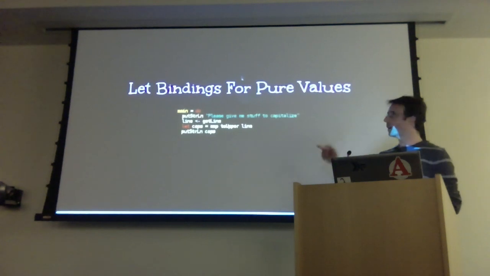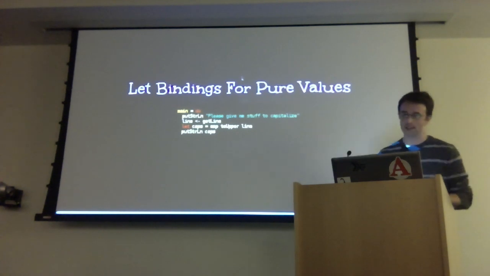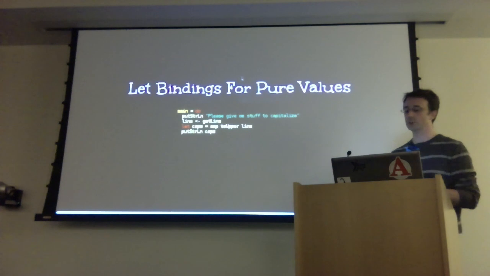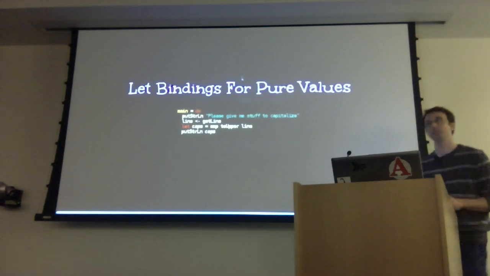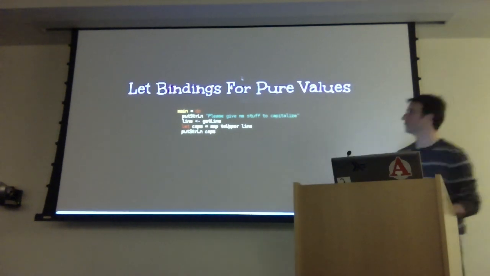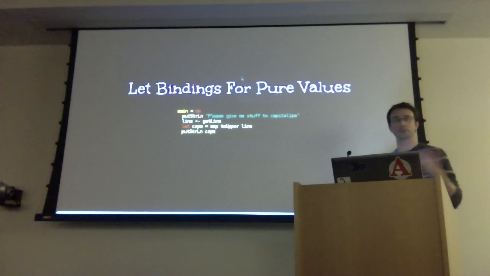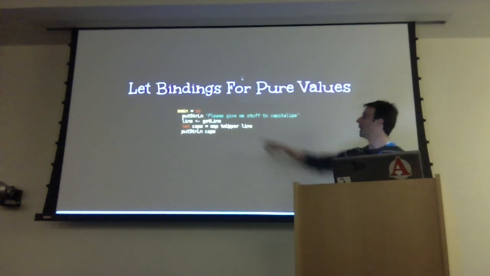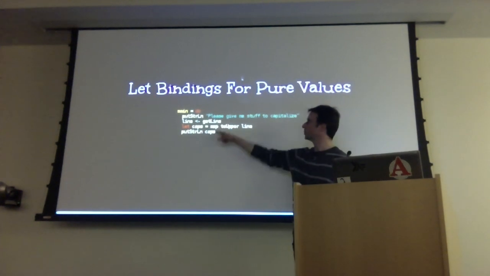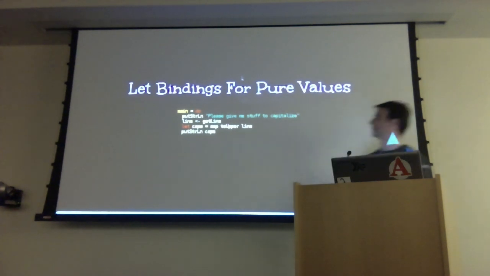But let's go ahead and modify our example to go to the next step. If you want to include bindings inside your do notation that are not within the IO container, you can use a let binding. In this case, I wanted to write a function where the user types in something and it returns the capitalized version. Just to show let bindings, I took the input from the user, mapped the toUpper function across that line, bound it to caps, and then putStrLn that caps.